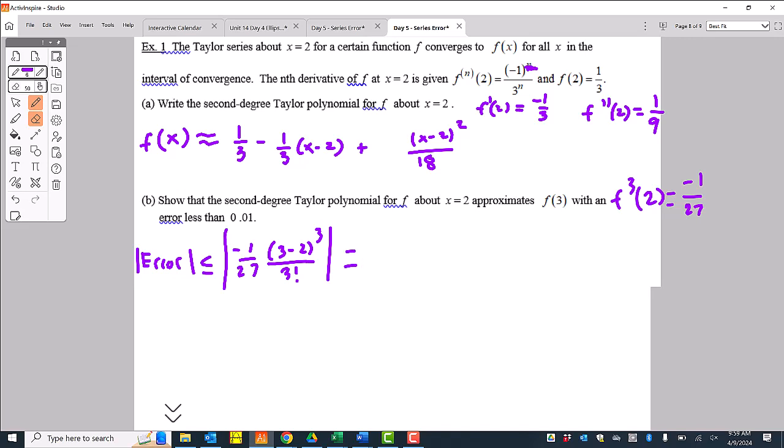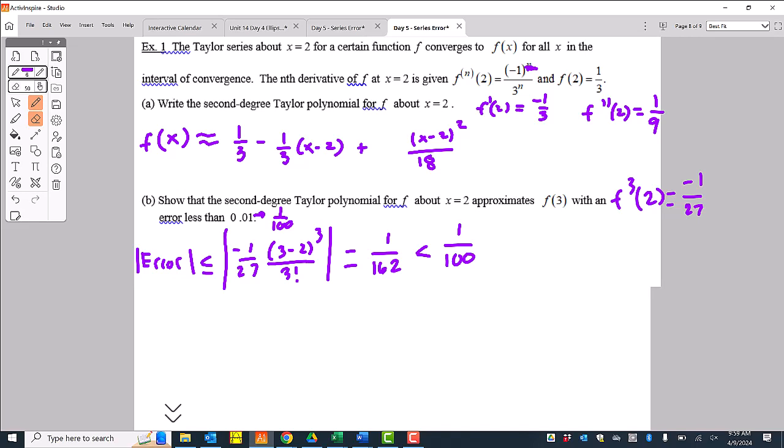We simplify this down, we just get 1 over 27 times 6, which gives us 162. 1 over 162 is definitely less than 1 over 100, which is what 0.01 is equal to. And so we've shown that the error is going to be less than 1 over 100. So it's just alternating series error problems.